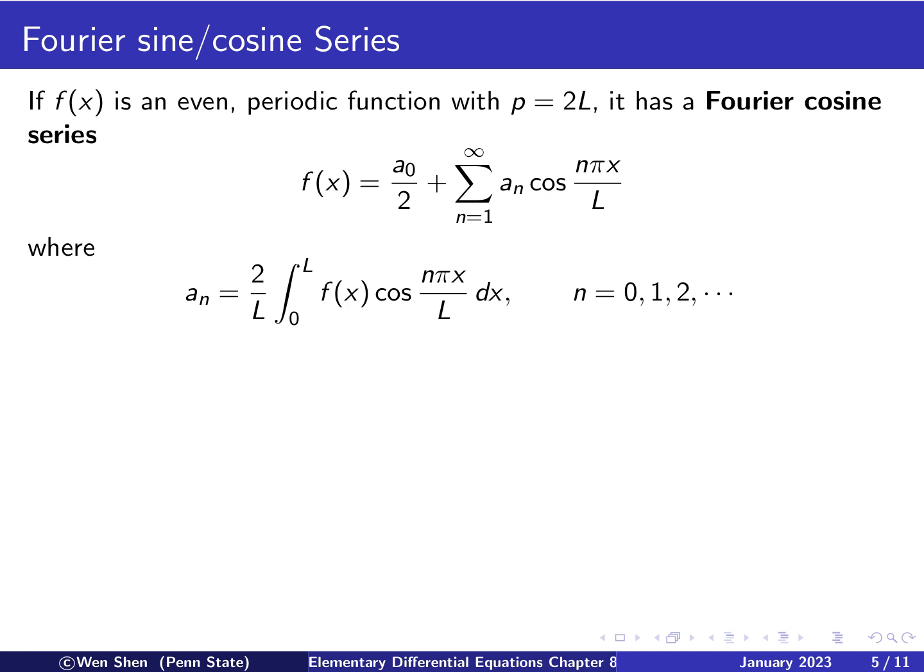Okay, so now if f(x) is an even function, periodic, with period 2L, then it has a Fourier cosine series for even function, and we can write it like that and only have the constant term and the cosine term. And the Fourier coefficients a_n can be computed by integrating half of the interval from 0 to L, for example, and then multiply it with the 2.